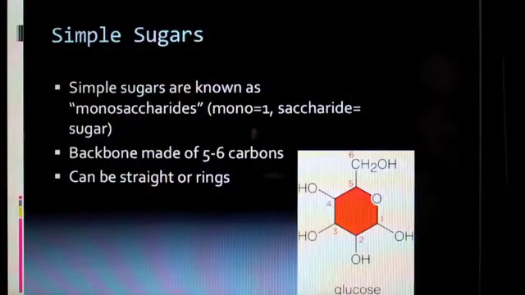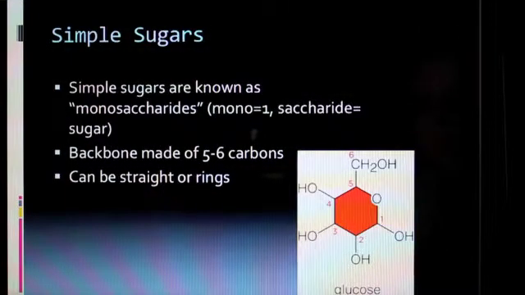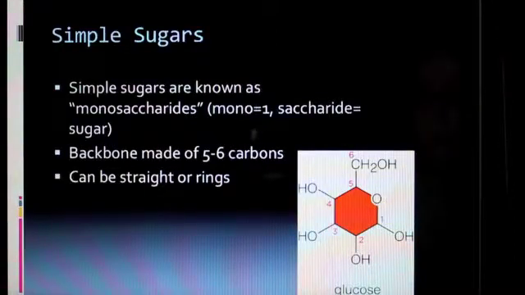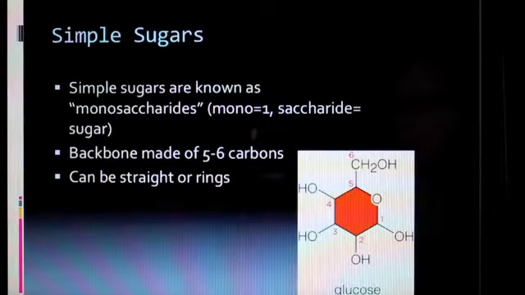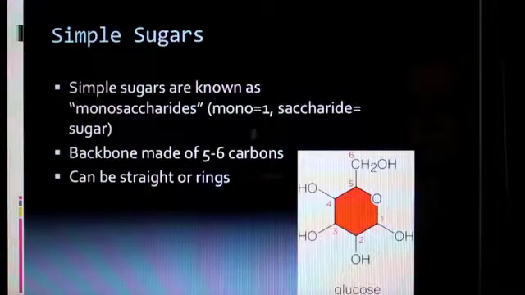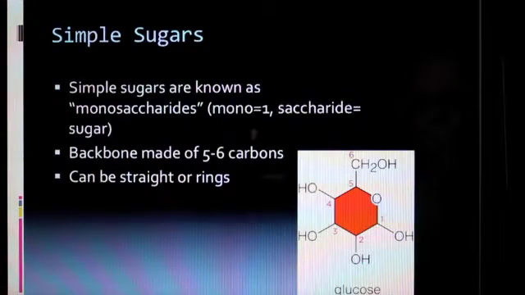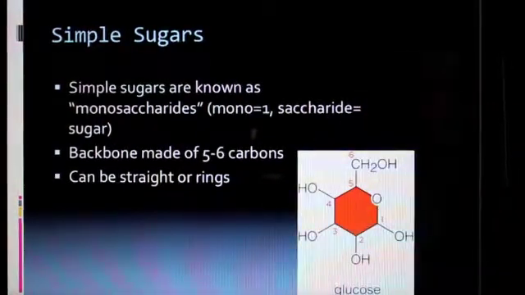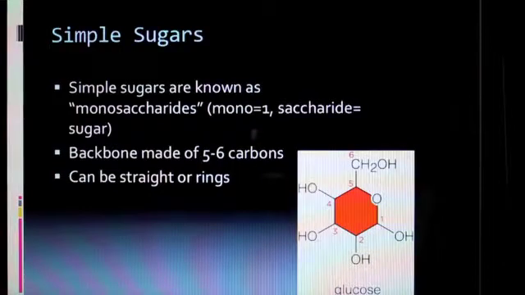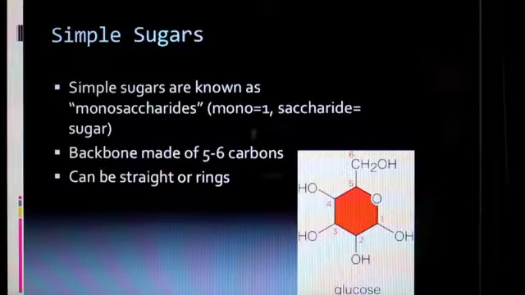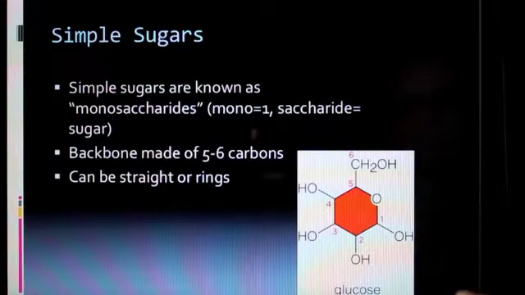Simple sugars are known as monosaccharides. Mono means one, like a monocle is one of those little one glasses you see fancy British men wearing. Saccharide means sugar, so monosaccharide means one sugar. It's a backbone of 5 to 6 carbons joined together, and they can be straight or they can be in rings, like this little picture.